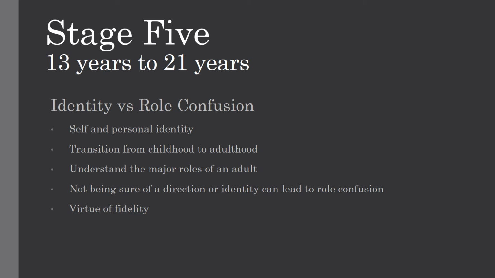Stage 5, 13 years to 21 years: identity versus role confusion. I found this stage quite interesting, mainly due to the fact that a lot happens between the ages of 13 and 21. The exploration of personal values, beliefs, and goals during this stage can change drastically from the age of 13 to 21. During this stage, the person starts to set a direction in life.